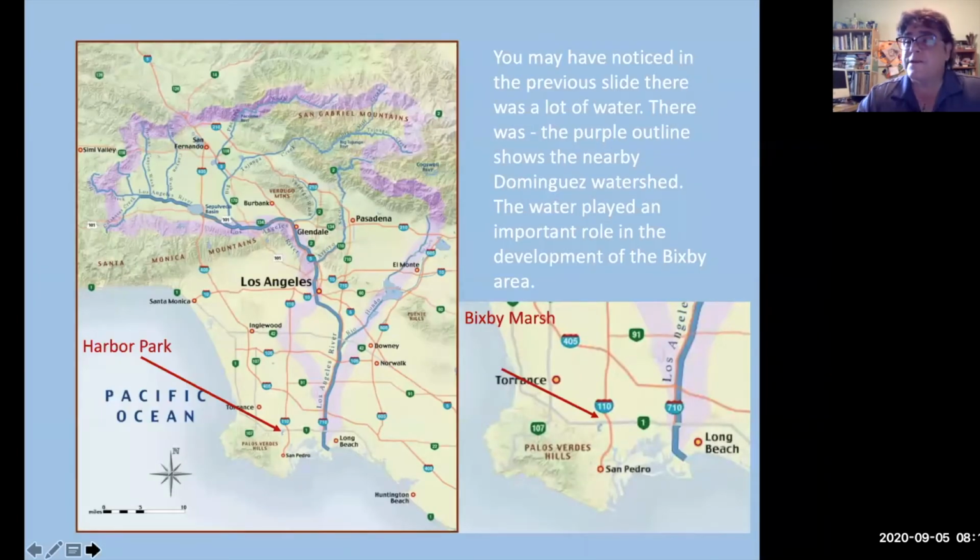Also, you notice from the slides that there was a lot of water there. The nearest watershed is the Dominguez watershed, and that's outlined by this entire purple area. Look at all of the rivers that are associated with all the way down here with the Palos Verdes Hills. Now, the river didn't always go into Long Beach. It historically may have gone all the way.